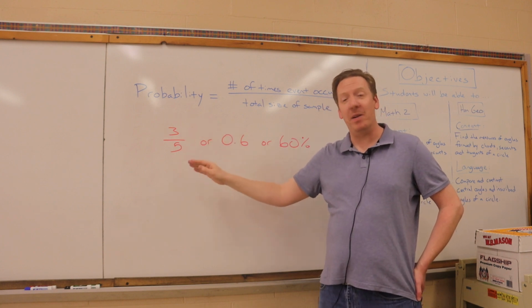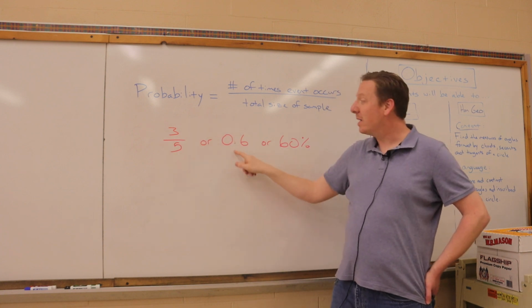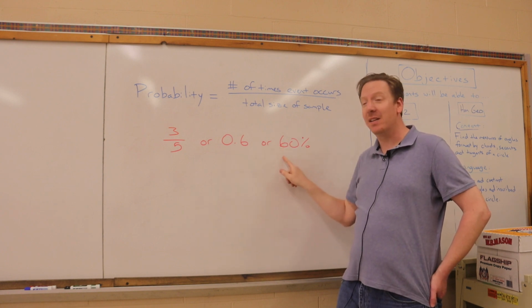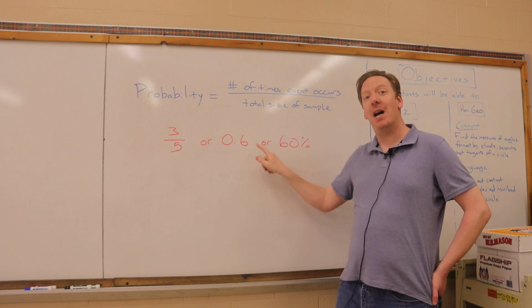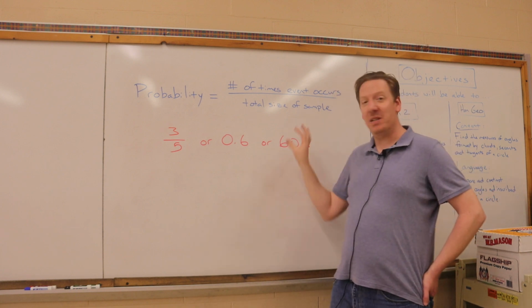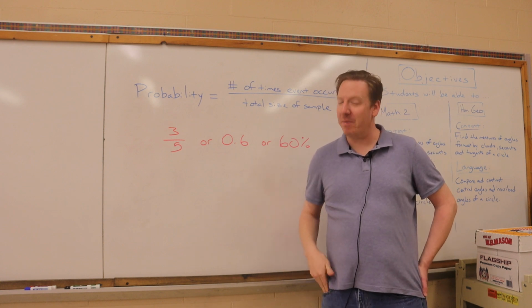But then sometimes probability can be written as a decimal. So if you divide the numerator and denominator, it's 0.6, or the decimal can be converted to a percent. And if you multiply 0.6 times 100, it becomes 60%. You'll do great, but I just wanted to give you this quick little reminder about probability. It definitely will pop up.